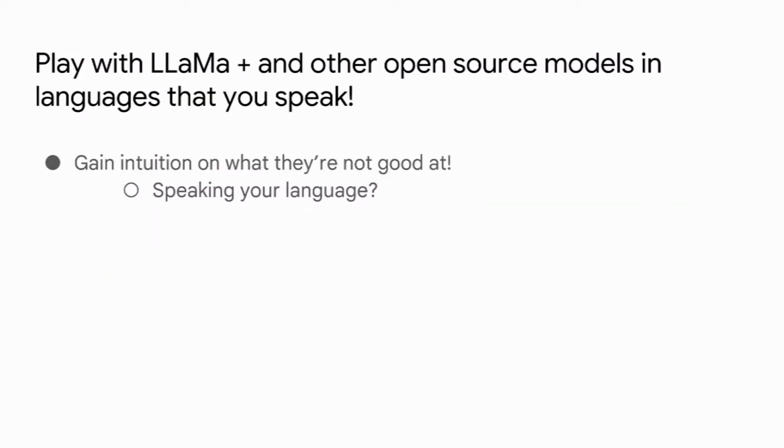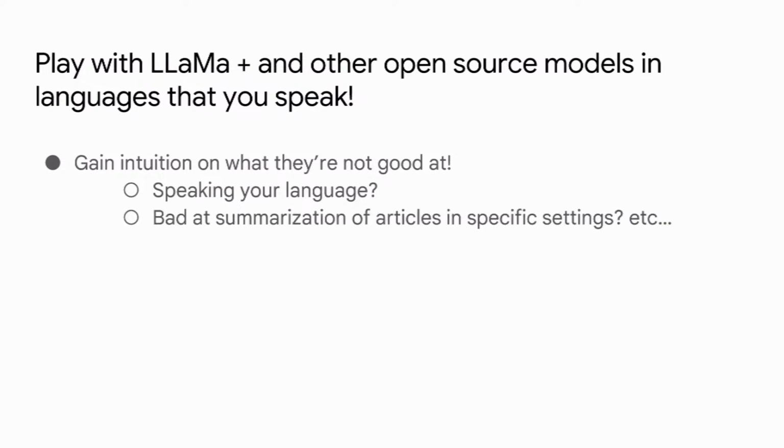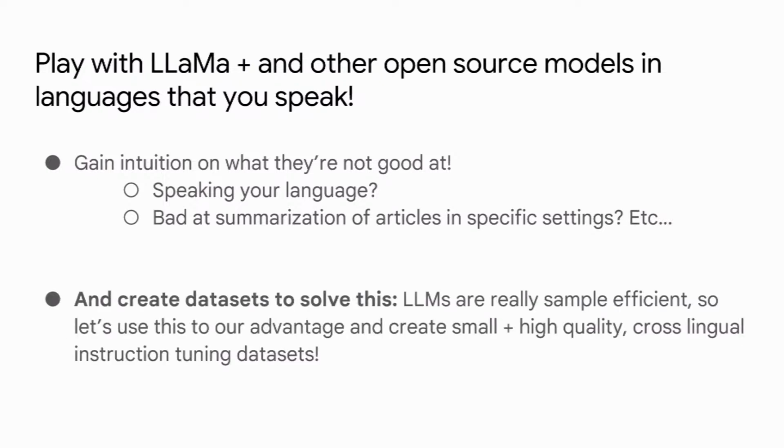One thing I recommend that everybody does is play with language models a lot, see what they're very bad at, and gain intuition on what they're not good at. Are they not good at speaking your language? Are they very bad at summarization of articles that talk about a specific topic? Do they hallucinate when you mention something that's very locale relevant? Play with them, see what they suck at, and then create data sets to solve this.